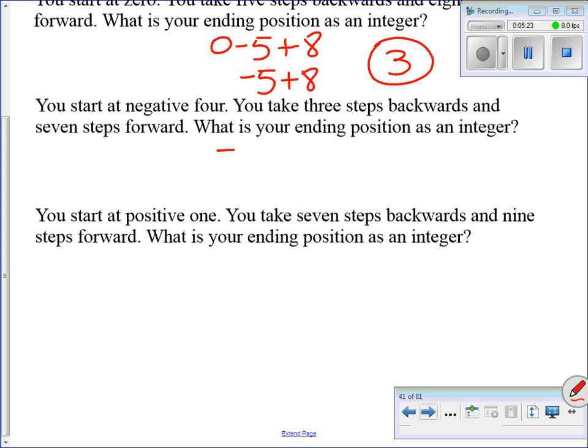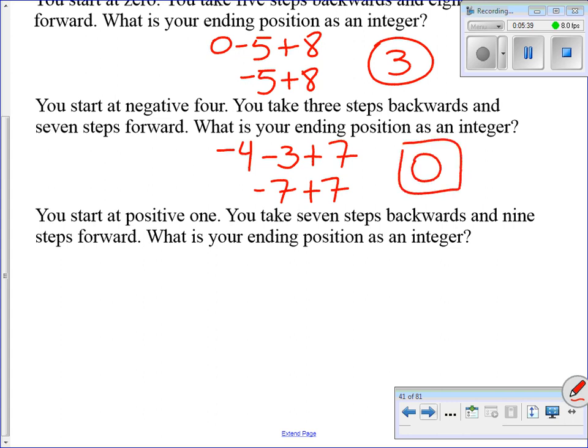You should have -4 minus 3 plus 7, and then your equivalent expression would be -7 plus 7, which is also equivalent to 0. If you did not get this or any of these expressions, please press pause now, double check your work, and correct it. If you did get this correct, you're ready to move on and check the next example.